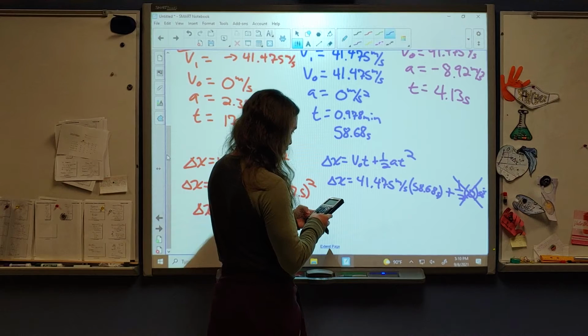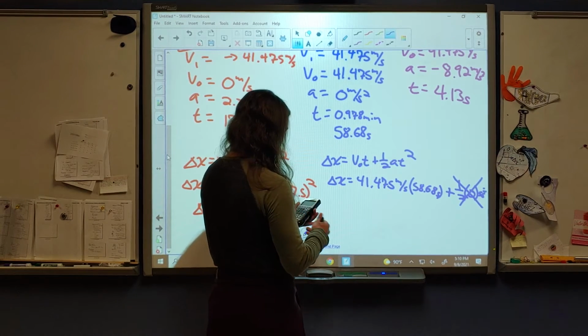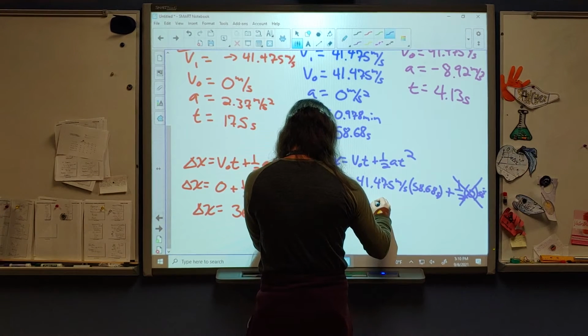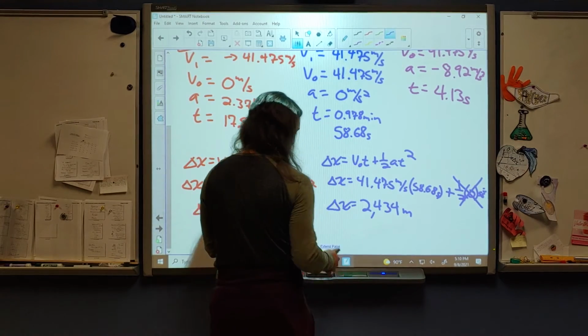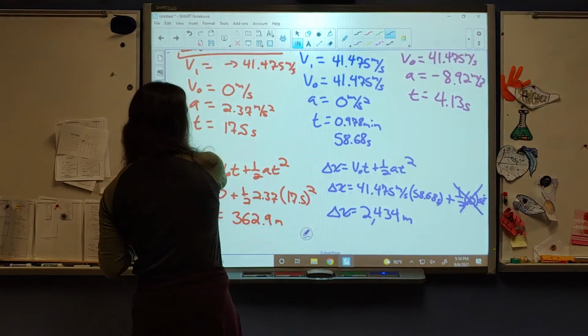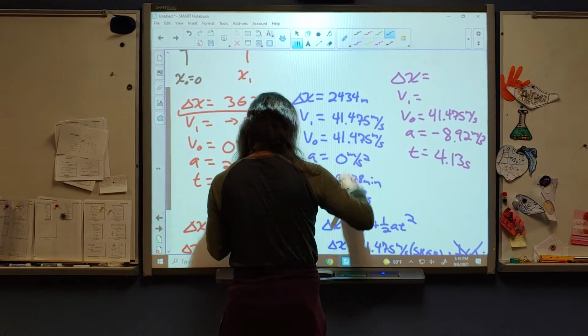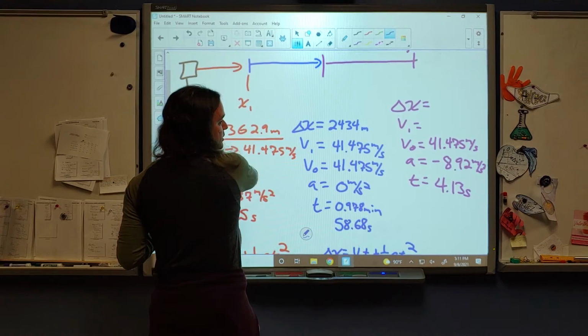So we get the following, 41.475 times 58.68, and we get that our displacement in the blue section is a whopping 2,434 meters to 4 significant figures. So I'm going to write that up here. We get 2,434 meters. Okay, our last section is the purple section.